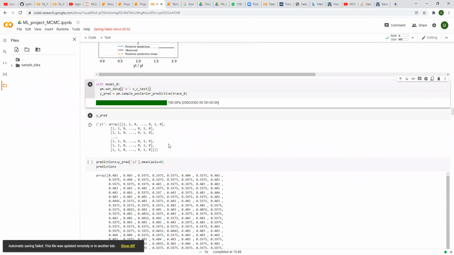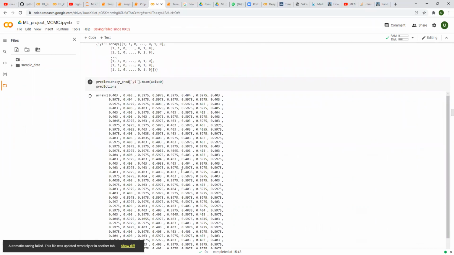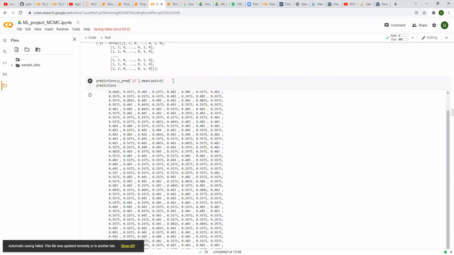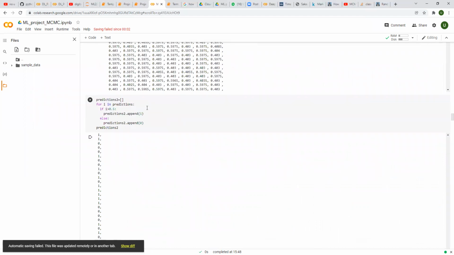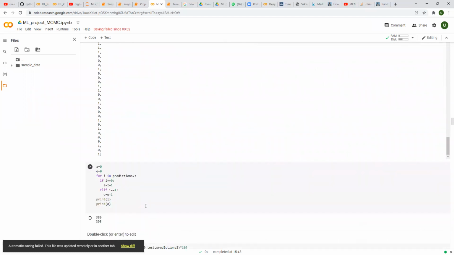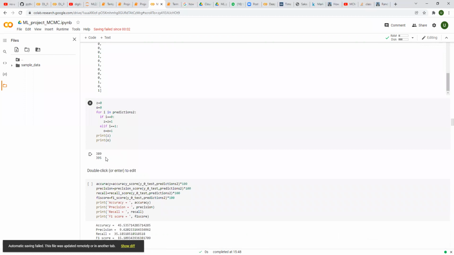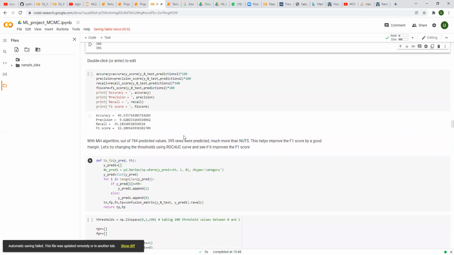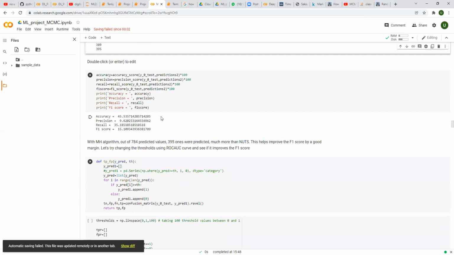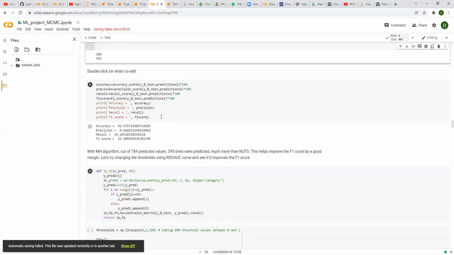And in the predictions, we can see a lot of ones. Now we can see the predictions by taking the mean. If we check, we can see 395, which is almost half, and that is very alarming, because the number of ones in our training set is very small. The classes are highly imbalanced. But anyway, the accuracy is compromised, but it did improve the F1 score and recall. I mean, it's better than 0.